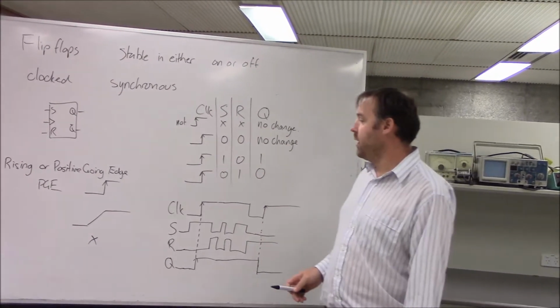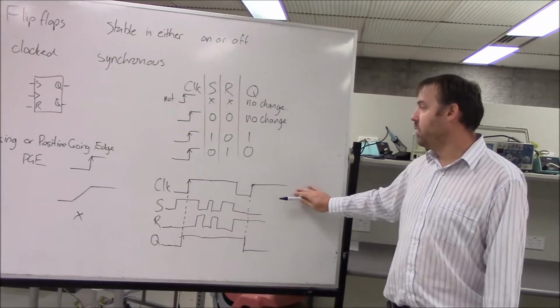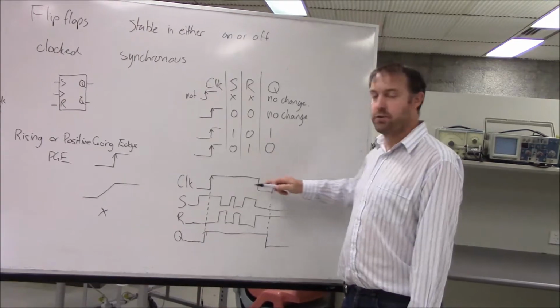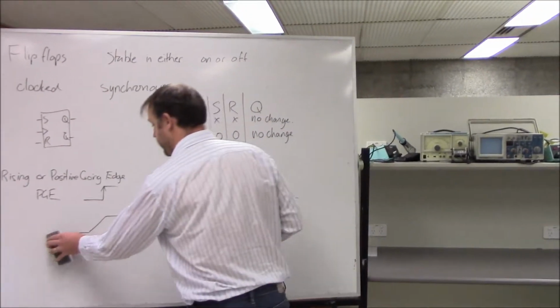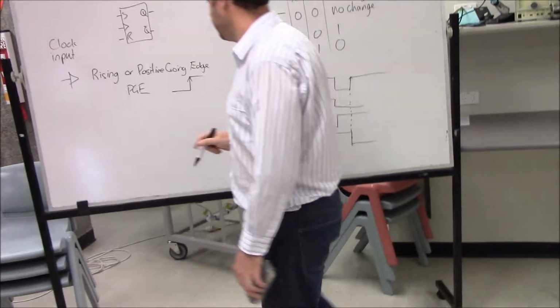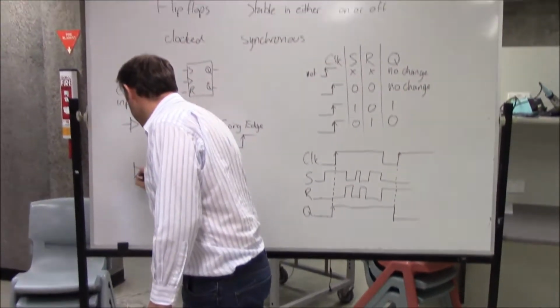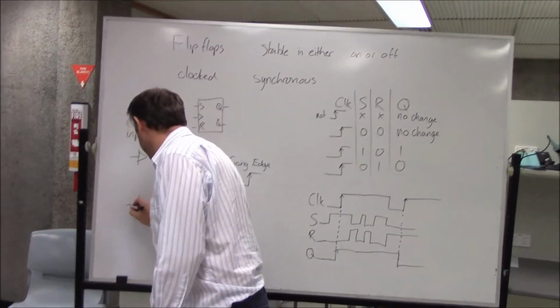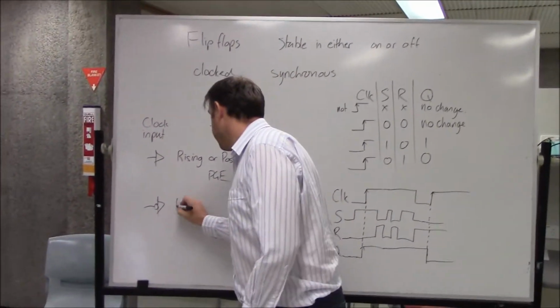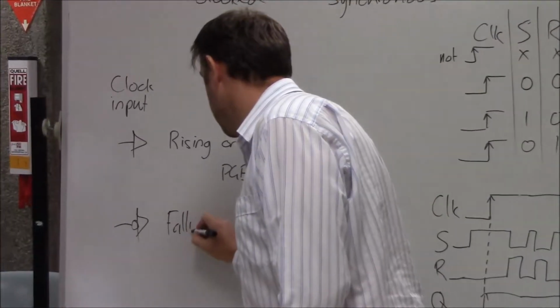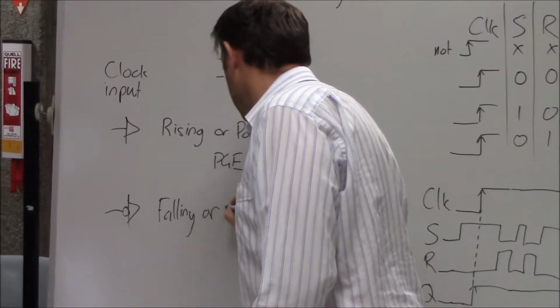Now, not all flip-flops are rising edge triggered. There are falling edge triggered. Okay, so it has a symbol that looks like this, with a circle in front of it. And this is a falling or negative edge.